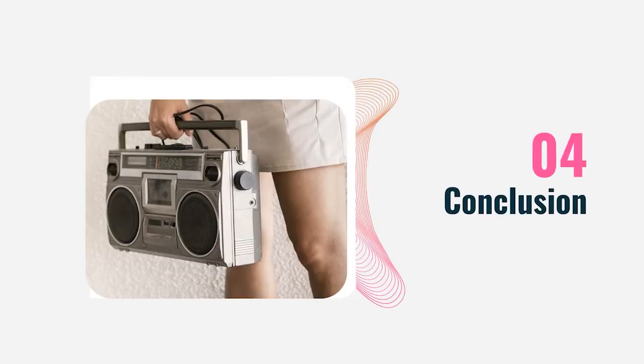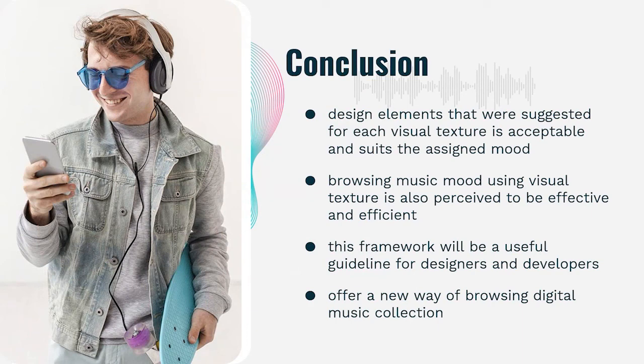So, the conclusion. This paper presents the process of validating a proposed framework for visualizing music mood by using visual texture. 4 visual textures are designed to represent angry, calm, happy, and sad moods. The visual textures are used to represent music mood categories in a music collection website, and usability testing was carried out to validate the proposed framework. It can be concluded that the design elements suggested for each visual texture are acceptable and suit the assigned mood. Therefore, browsing music mood using visual texture is also perceived to be efficient and effective.